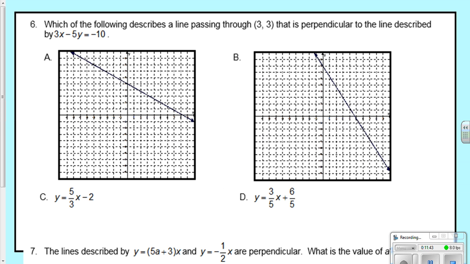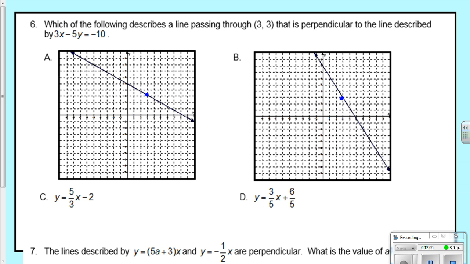Okay? Number 6, which of the following describes a line passing through (3, 3) that is perpendicular to the line described by 3x minus 5y equals negative 10? Well, here's my gut reaction. (3, 3), let me go check that. (3, 3) looks pretty good to me. Check. So I haven't eliminated anything, right? So let's focus on the slope here.